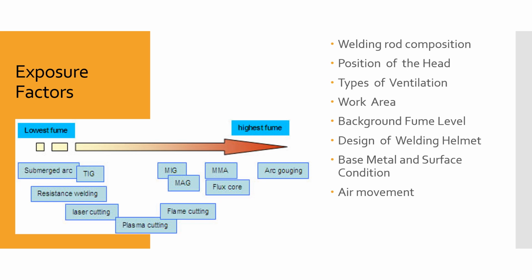Types of ventilation are important. The work area and the background fume level: is there a bunch of background fumes from other metalworking processes involved in this situation? Design of the welding helmet: different welding helmets might have a different ability to send the welding fumes around your head.